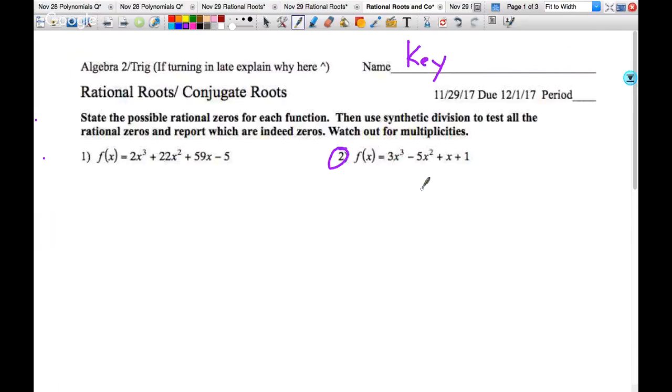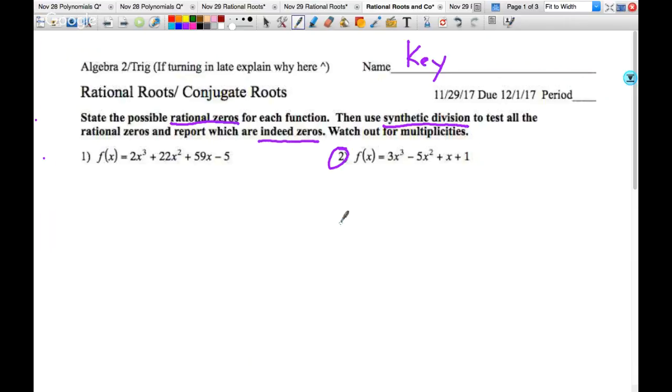The question asks us to state the possible rational zeros of each function, then use synthetic division to test all of the rational zeros and report which are indeed zeros. And I say watch out for multiplicities. I picked number 2 because this is the only one that actually has multiplicities, and I'll show you what happens and how we can check for that. So, first part, state the possible rational zeros.